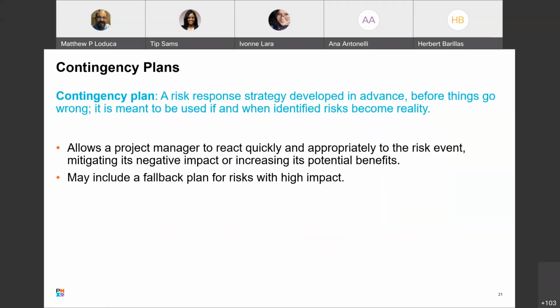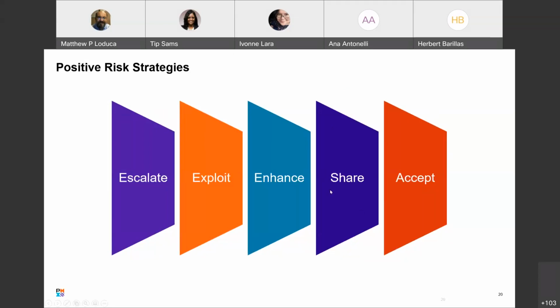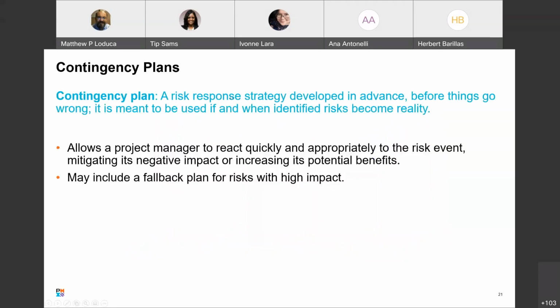Okay, contingency plans. We talked about contingency, a risk response strategy developed in advance before things go wrong. It's meant to be used if and when an identified risk becomes reality. So we're mitigating when this happens. This is the strategy when we're going to mitigate a problem. It allows the project manager to react quickly. We talked about that before. That's why we want to have that risk response. So we have our register out there and it says, this is the risk, this is the threshold, and if it hits this threshold, this is what we're going to do, and this is the person who's going to do it. This is what that contingency plan is all about.